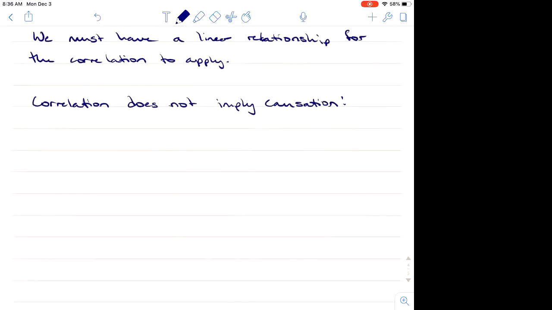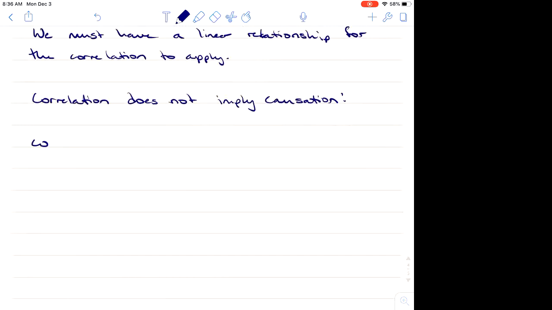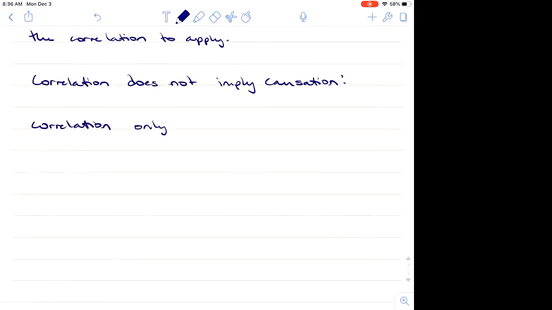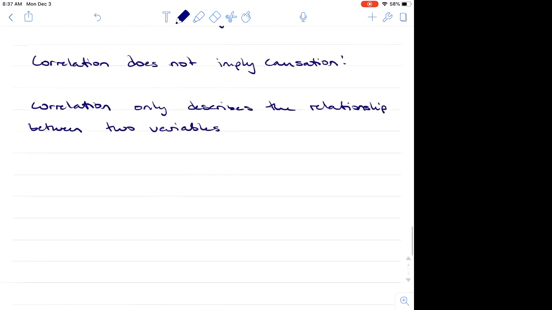And so correlation only describes the relationship between two variables and cannot be used to establish causation.